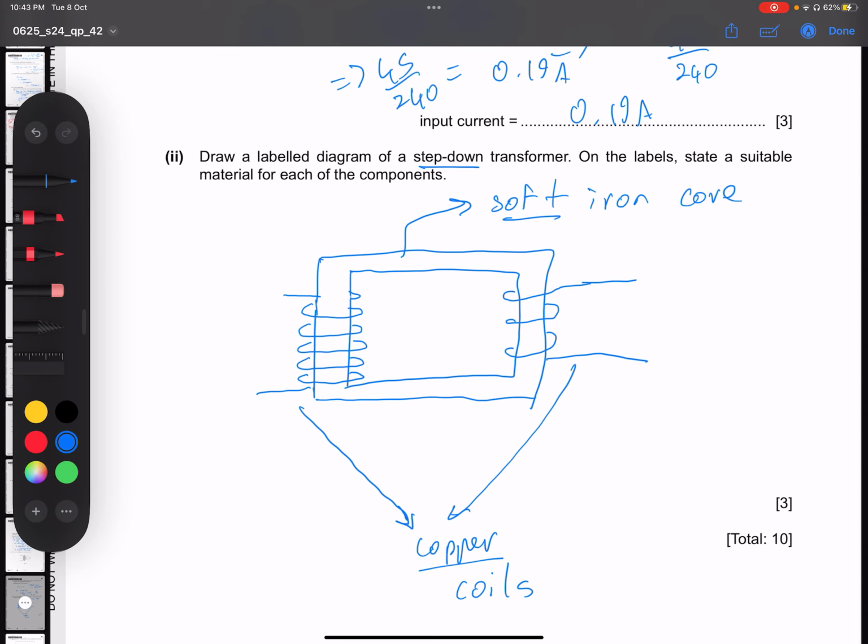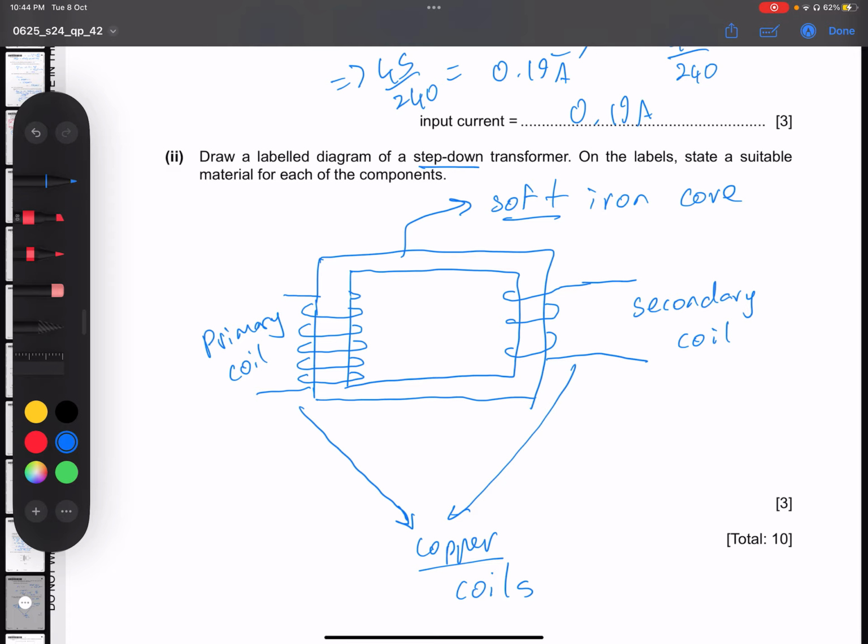And yeah, this is the primary coil. Just mention that it's copper coils too, and the secondary coil. Remember that this is a step-down transformer, so the primary coil would have a greater number of turns and the secondary coil would have fewer turns because a high voltage is converted to a lower voltage.